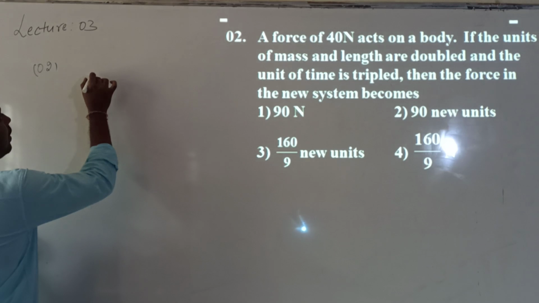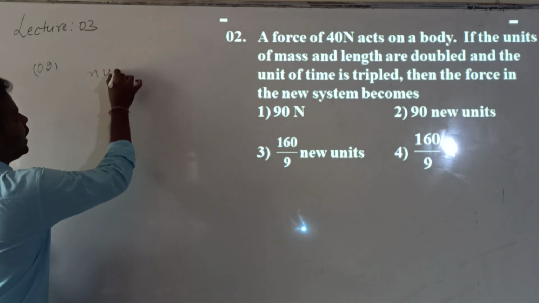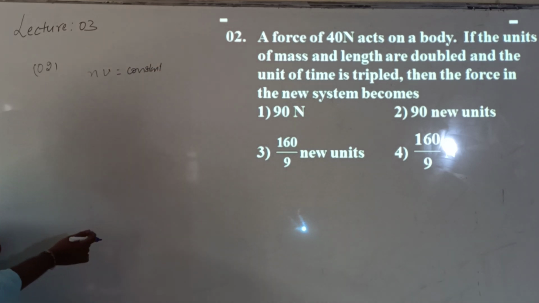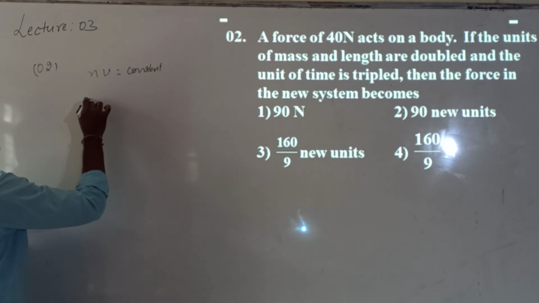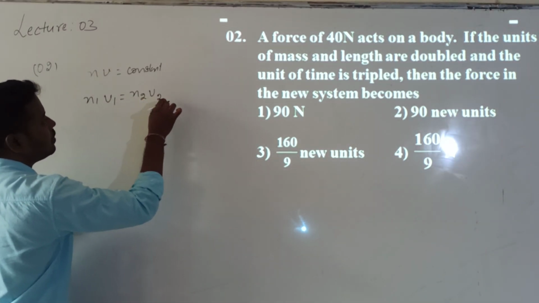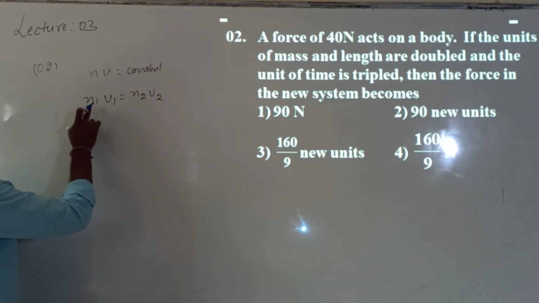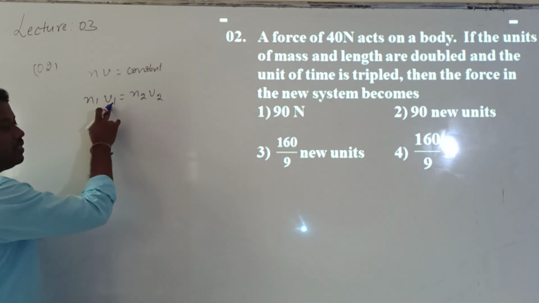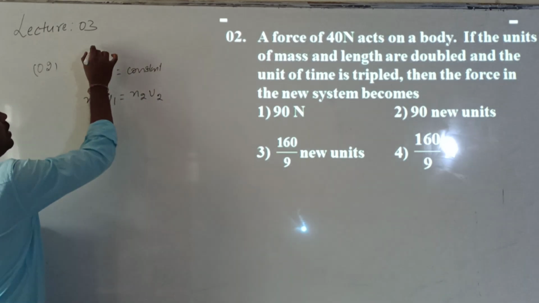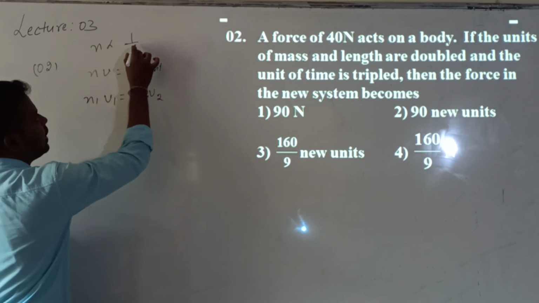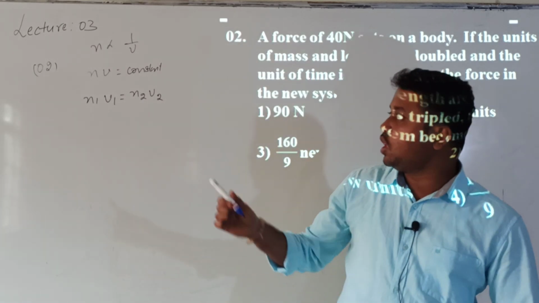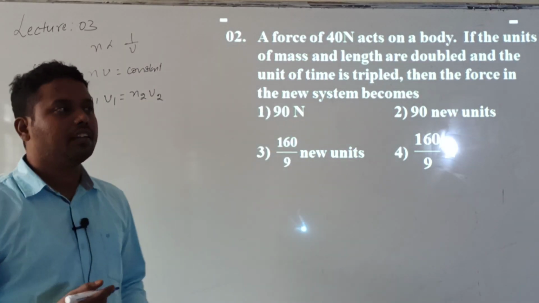Already we know one condition: n into u is equal to constant. The product of number and unit system will always be constant. From this, n1 u1 is equal to n2 u2, where n1 is the number in one unit system, u1 is the unit in that system, n2 is the number and u2 is the unit in the other system. Number is inversely proportional to unit. If the unit system is greater, the numerical is smaller. If the unit system is smaller, the number is greater.